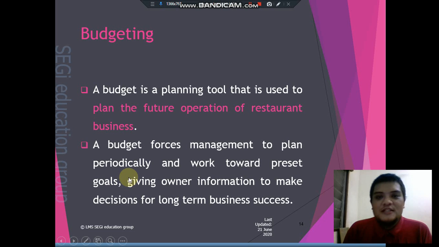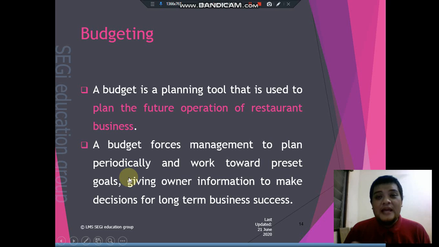Next, we want to learn a little bit about how to prepare a budget. What is a budget? A budget is the plan for the future operation of your restaurant business. Guys, when you prepare a budget, you prepare it for the next year's financial term. When you are presenting the budget today, you are presenting the next year's operation plan. So how do you write your budget? For your information, it is very easy to prepare a budget.